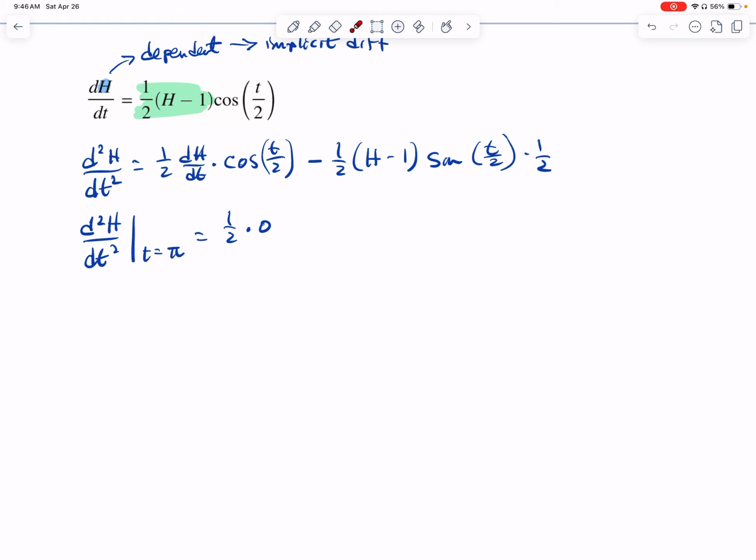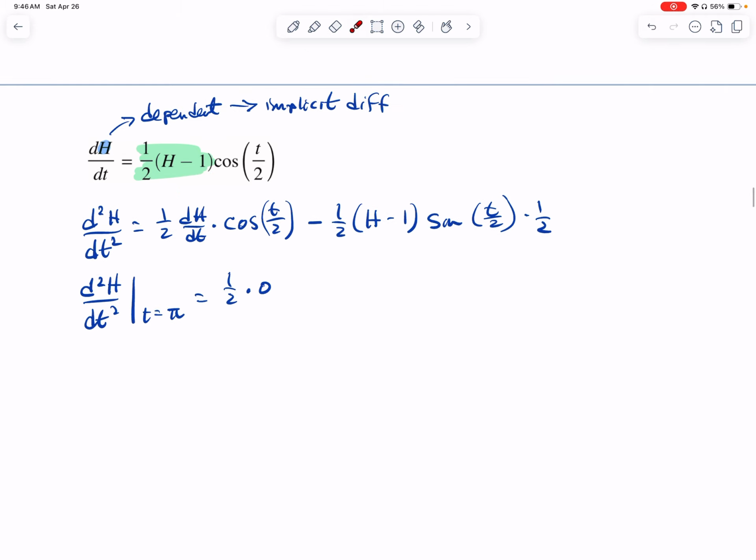Why is that one 0? Because we're evaluating this at its critical point. Its critical point is when the derivative is equal to 0. Times the cosine, not that it matters, the cosine of pi over 2. Who cares? This part is gone. Boop.